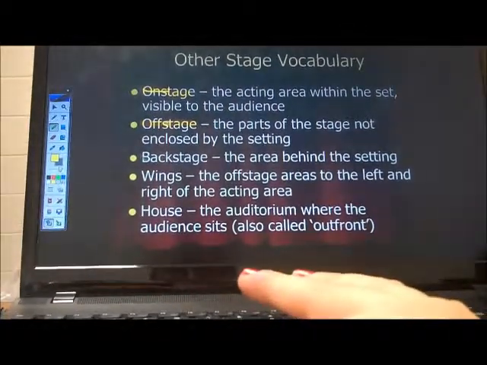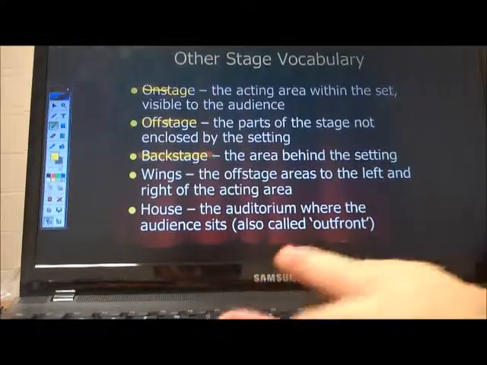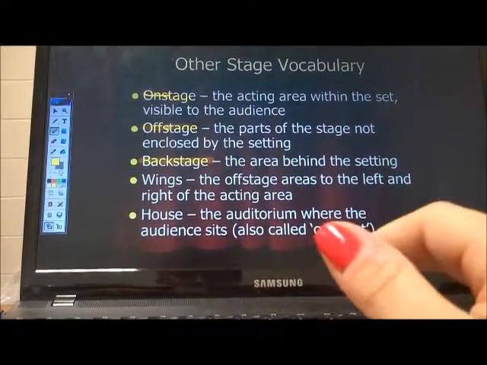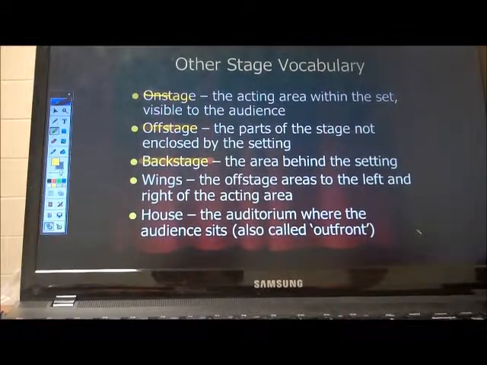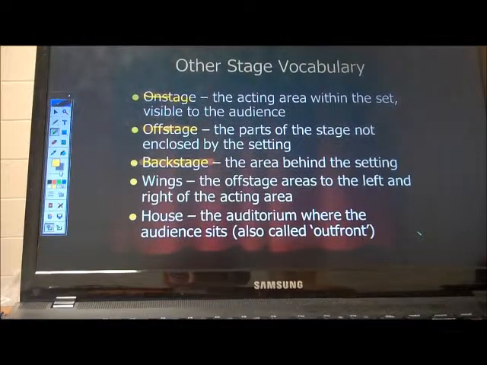And then we have backstage. Backstage is the area behind the setting. So behind the setting would be maybe through a closed door or through a bunch of curtains.